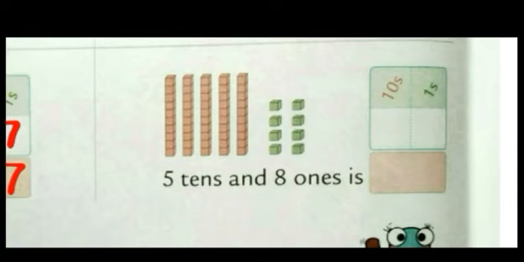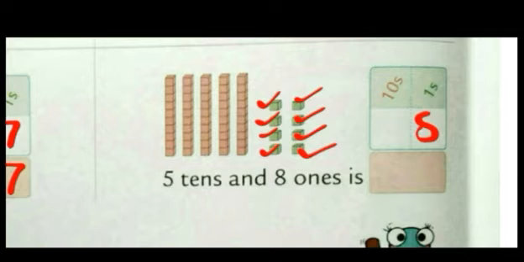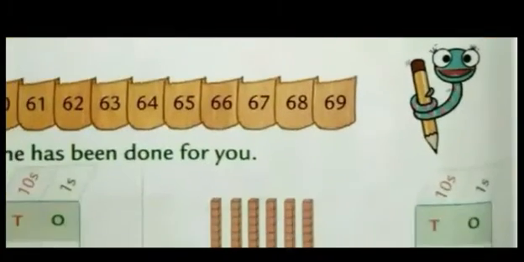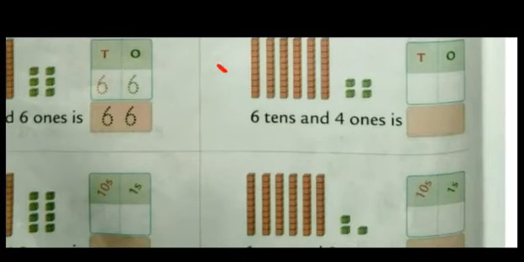Again, how many are there in the ones column? 1, 2, 3, 4, 5, 6, 7, 8. So let's write 8 under the ones. And how many are there in the tens column? 1, 2, 3, 4, 5. So write 5 under the tens column, and together if we read them, it will be read as 58. Now scholars, I would like you all to try this 3 as homework.